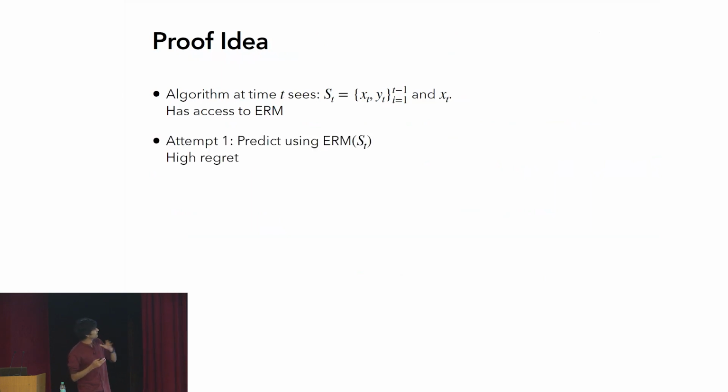The first thing to do, I guess we are working in the smooth model. So maybe what one could hope for is that you can just run what you do in the average case setting, which is you just run ERM. You can actually show fairly simply that this has t over 10 regret or whatever. So just running ERM on the data does not work.